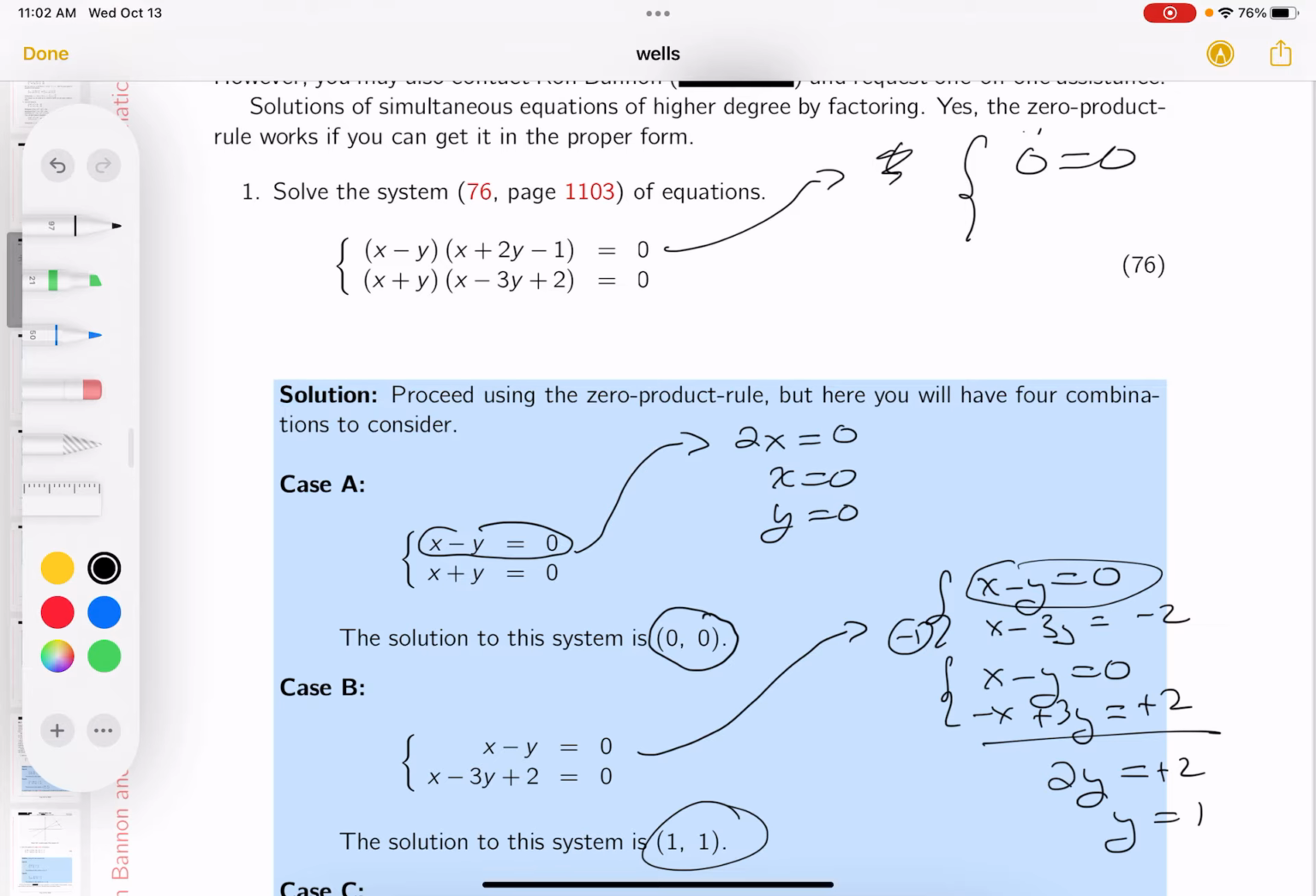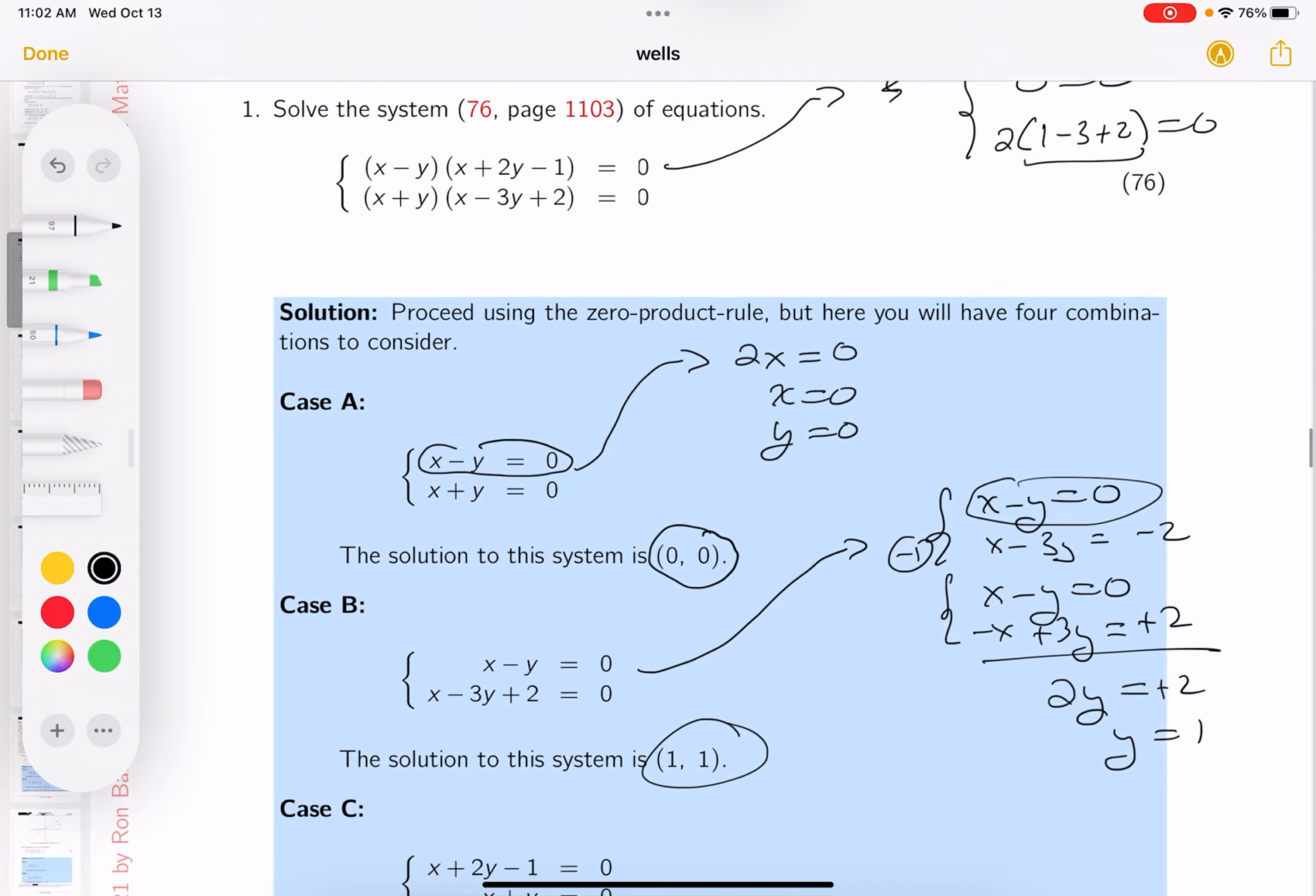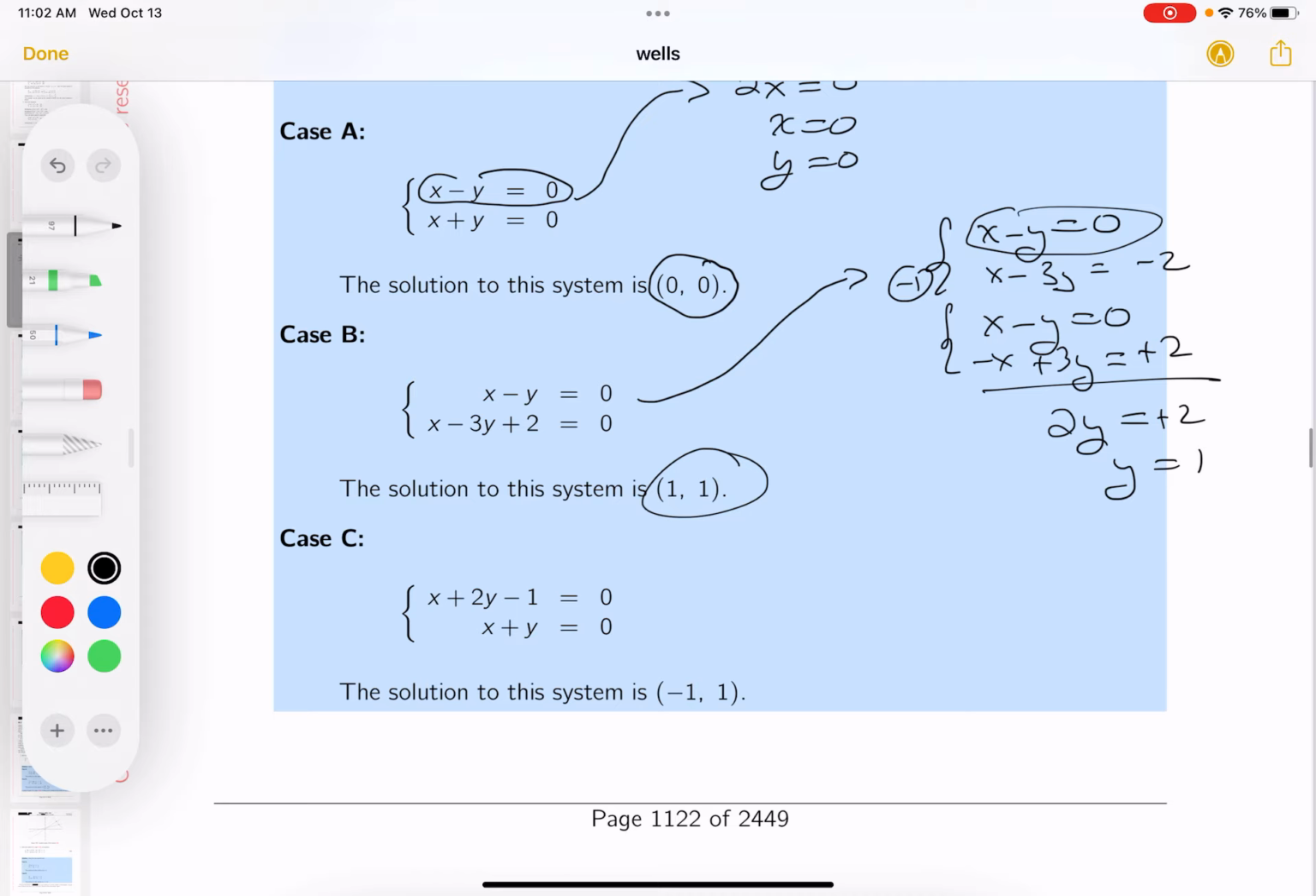The second equation, a little more difficult. It's going to be 2. 1 plus 1 is 2, by the way. Then you get 1 minus 3 plus 2. Well, lo and behold, the second factor is equal to 0. So this also satisfies the system. All right, and the system has 2 equations that are completely factored.